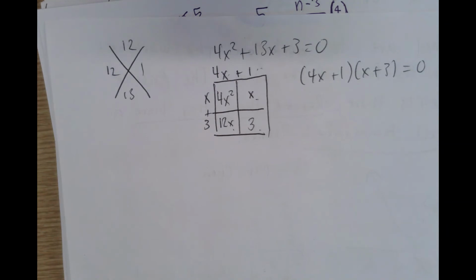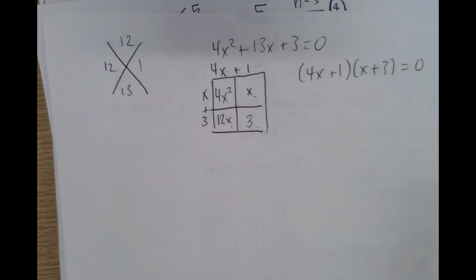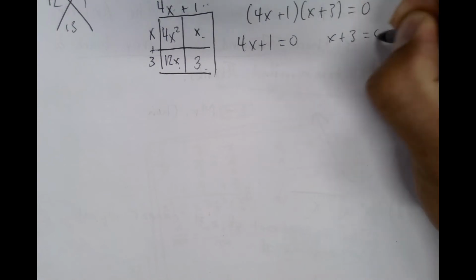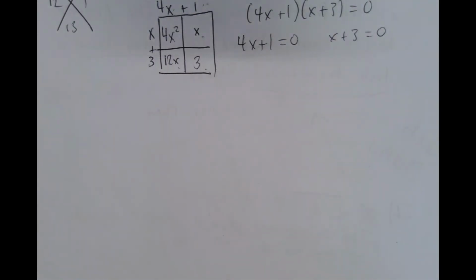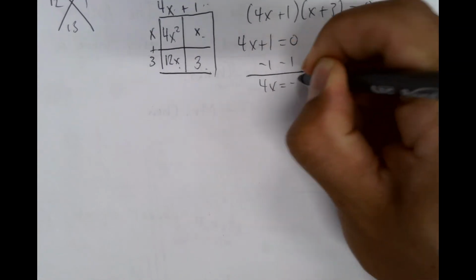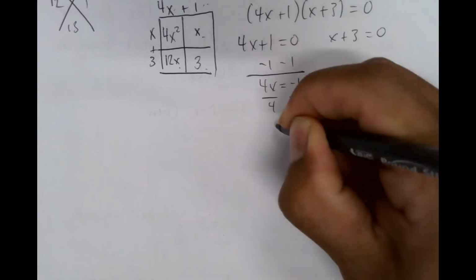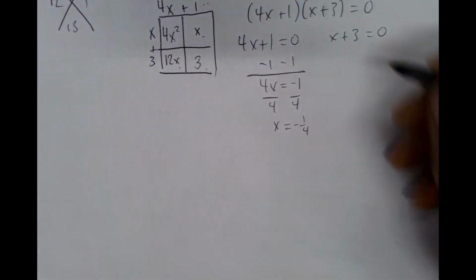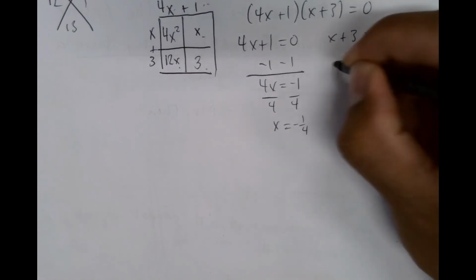Okay, so remember that after we factor, we still have to solve for x. So 4x plus 1, I know some of you guys can do this easily in your head. What you would do is subtract 1 from both sides. You get 4x is equal to negative 1. Divide by 4 on both sides. x is equal to negative 1/4. And this one, you subtract 3 from both sides. You get x is equal to negative 3.